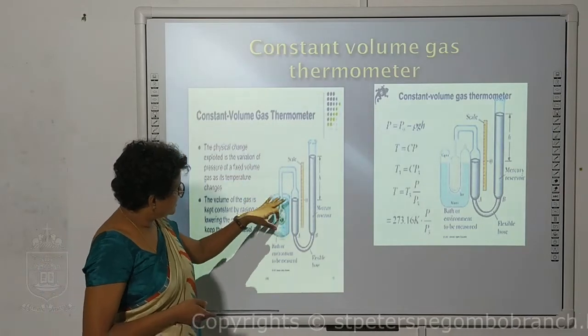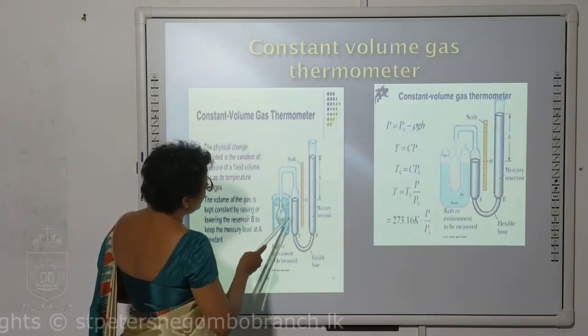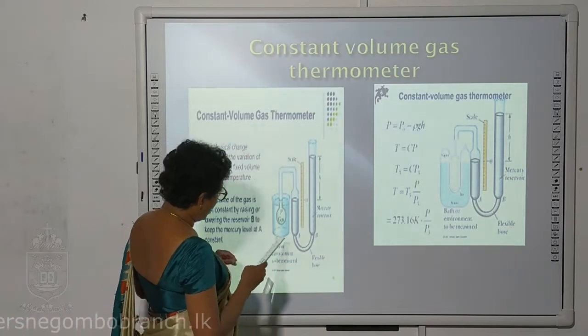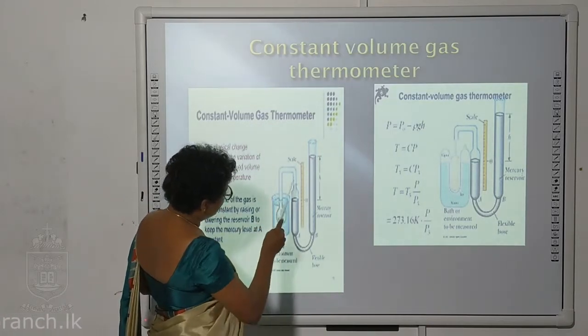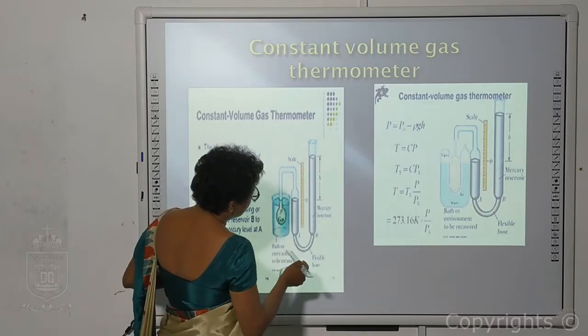This is a schematic diagram of a constant volume gas thermometer. Here you have the bulb. You can keep it where you want to measure the temperature, and this is the manometer. You have mercury in this, and this is a flexible tube.